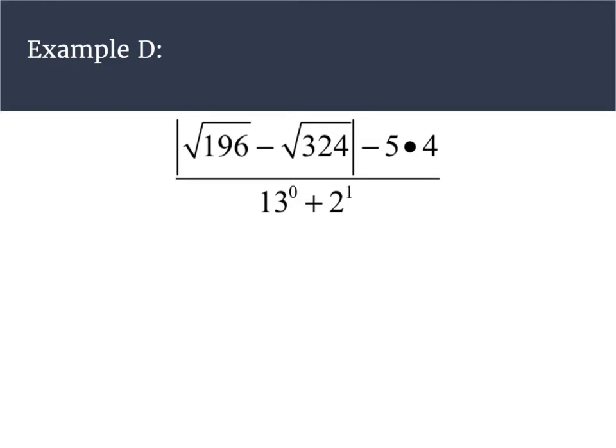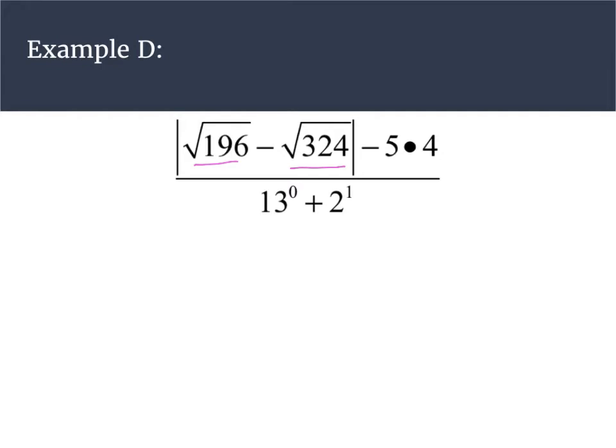So let's go ahead and start on the top, and it looks like I've got grouping symbols up there of absolute value, so that's where I'm going to start. But within absolute value, I've got two square roots to do. So I'm going to do them both. The square root of 196 and the square root of 324. So the square root of 196 I know is 14.